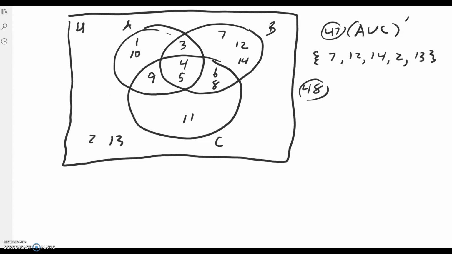What about number 48? It's B union C, and then the intersection of that and A. And so where's B union C? B union C is everything in the B and C circles, and then we want to intersect that with everything that's in the A circle. So what part of A is in B or C? Well, it's this 3, 9, 4, 5. It's everything that's in A that's not only in A. 1 and 10 are only in A. The rest of them, 3, 4, 5, 9, are shared.